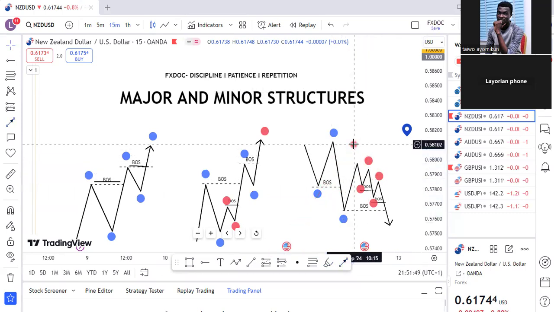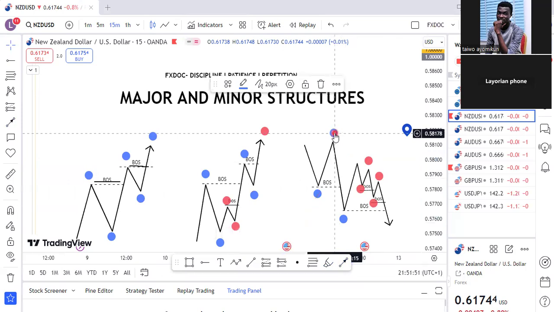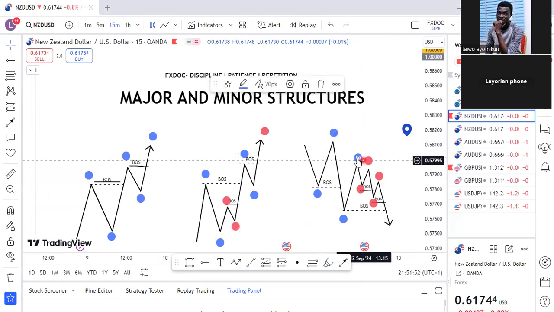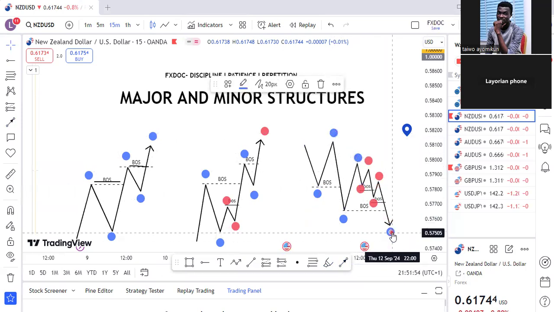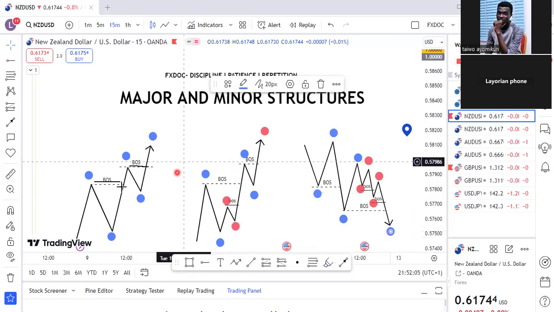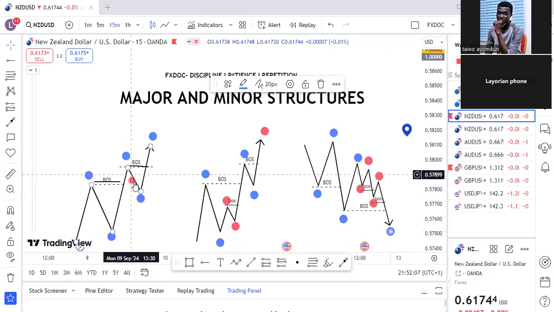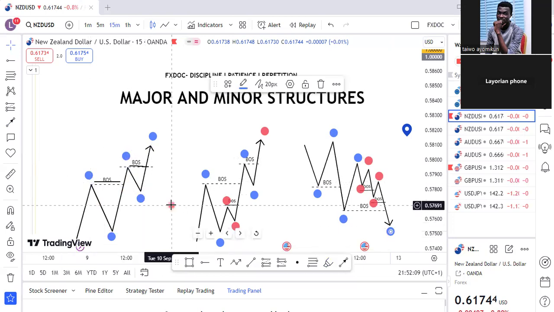Let me complete this right here. So you can see this, and then price came to create a new low. Now you need to understand this. Watch this video over and over to ensure that you get it. So right here we have major structure just going up. Minor structure or internal structure, it will be within.